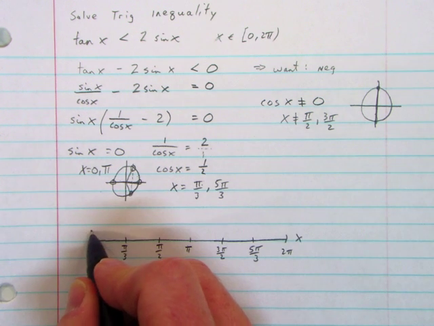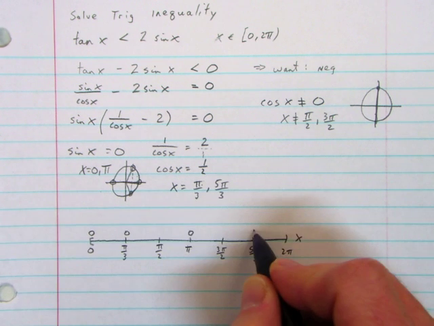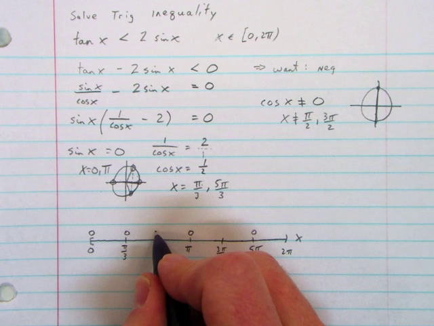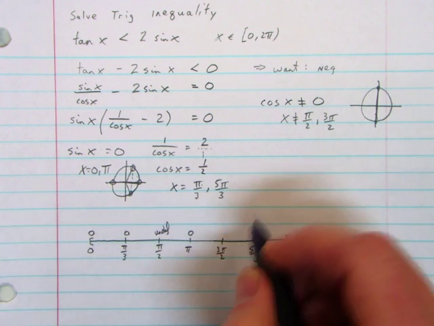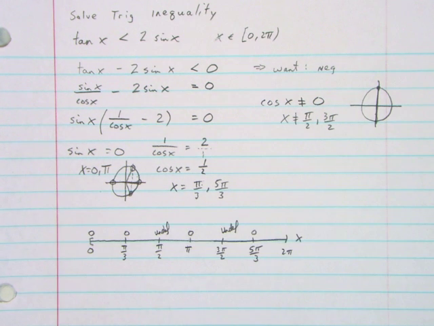Let's label the ones that are 0: 0, pi, pi over 3, 5 pi over 3. At pi over 2, it was undefined. At 3 pi over 2, it is undefined. Now we need to determine whether it is positive or negative in each interval. Not all of these are particularly easy, so let's see what we can do with this.